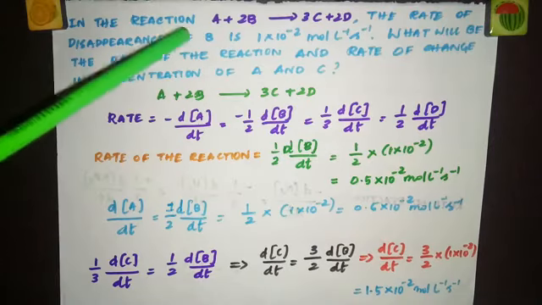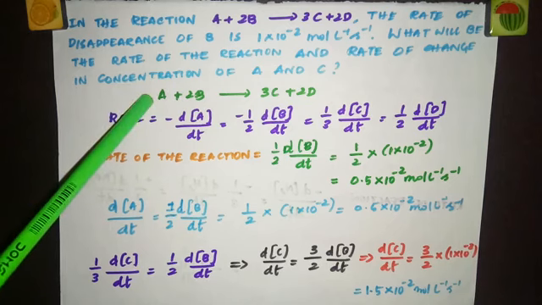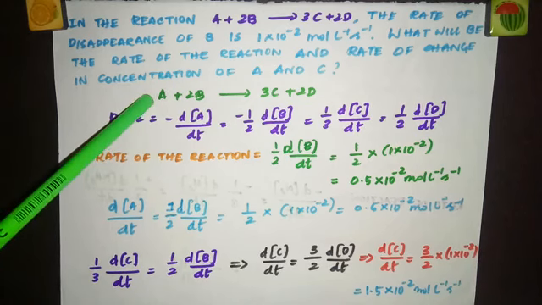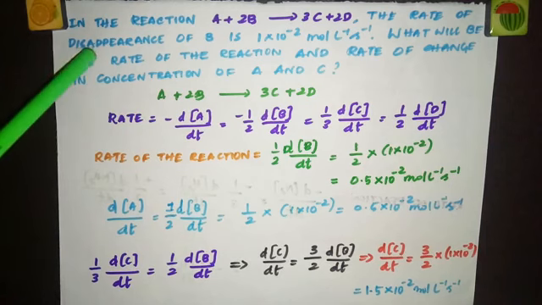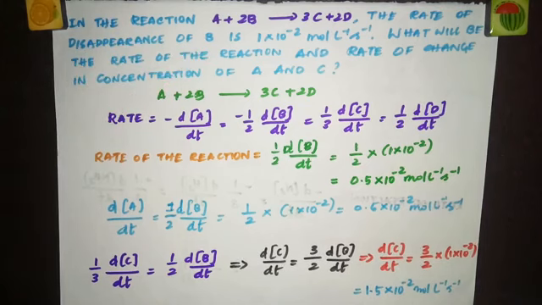In the reaction A plus 2B giving you 3C plus 2D, the rate of disappearance of B is 1 into 10 to the power minus 2 mole liter inverse second inverse. What will be the rate of the reaction and rate of change in concentration of A and C? So they've given you this equation, A plus 2B giving you 3C plus 2D. Now they've also given you the rate of disappearance of B, which equals 1 into 10 to the power minus 2 mole liter inverse second inverse. Now the question is, what will be the rate of the reaction? And second question, rate of change in concentration of A and C.